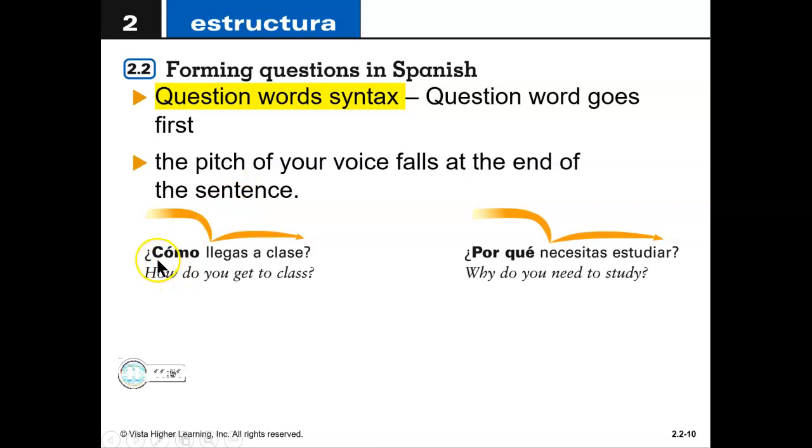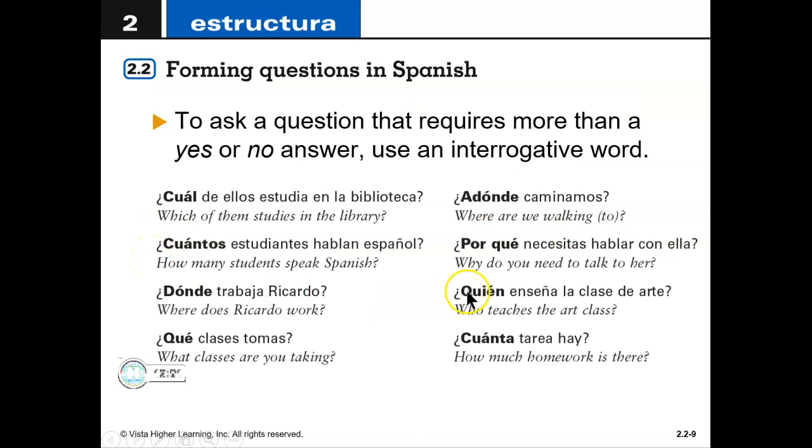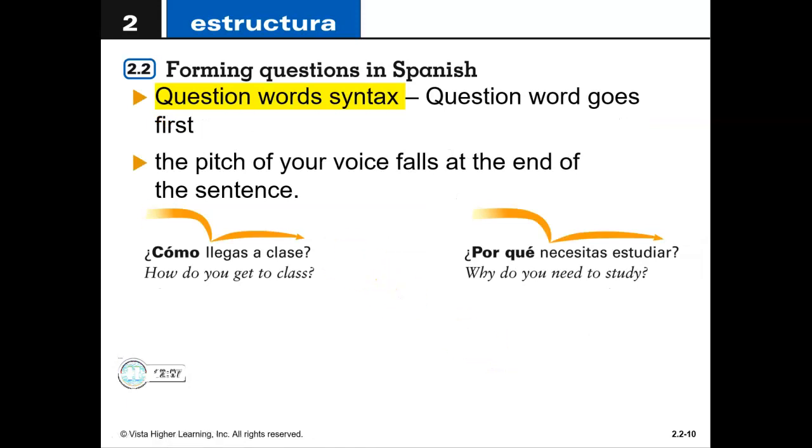Notice how I read this. ¿Cómo llegas a la clase? ¿Por qué necesitas estudiar? There's a higher pitch in your question word. So let's go back and listen to some of these again. ¿Quién enseña la clase de arte? ¿Cuánta tarea hay? The pitch of your voice is higher at the beginning. This syntax will be question word first, then your verb, followed by your subject or your remainder.